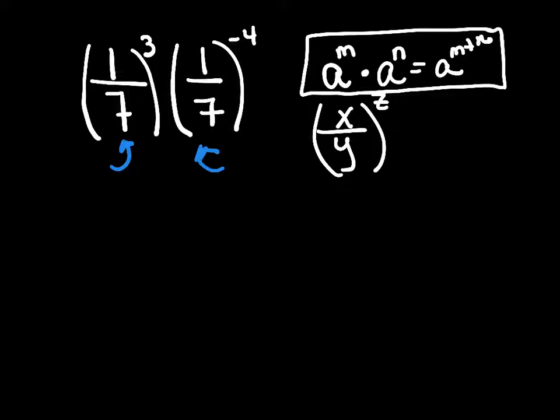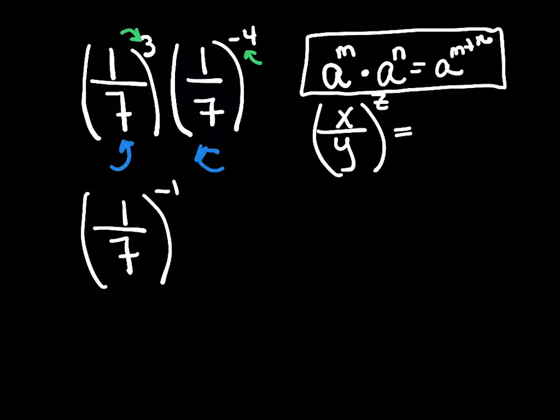So again, we are going to add the exponents since our bases are the same. We take our exponents here, 3 and negative 4, and add those together. So 3 plus negative 4 is negative 1. So to simplify this a little bit, we have 1 over 7 now raised to the negative 1 power. Now we have the second part here, which says that x over y to the z power is equal to x to the z power divided by y to the z power. So now we have 1 to the negative 1 divided by 7 to the negative 1.